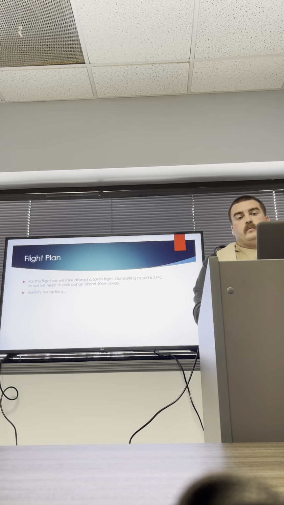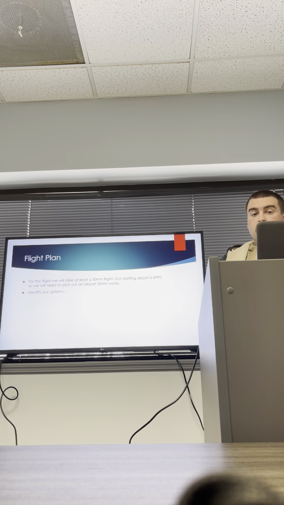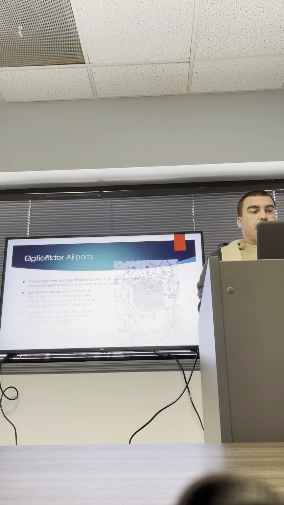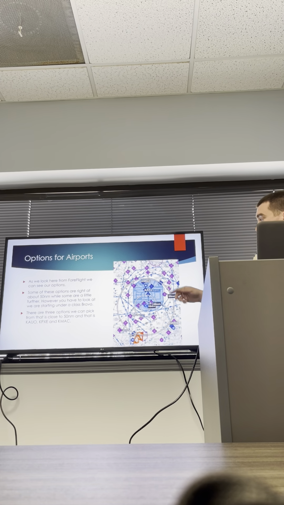So for our flight plan, we're going to start out by looking at least a 50 nautical mile flight from our starting airport of KFFC here in Peachtree City, Georgia. So we need to look at what our options are. Here, we'll look at what we have available to us. So our options that you can see here, it's kind of hard to see on the screen here.